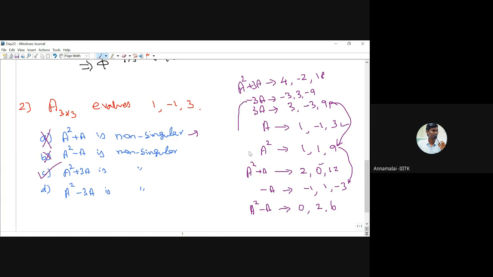Now add the eigenvalues of a square and 3a. What will you get? Am I correct? Yeah. So therefore here we have plus 9, minus 9 and then plus 9. Okay, therefore the sum is 0. Therefore determinant 0 is a singular matrix. Therefore the last one is false.